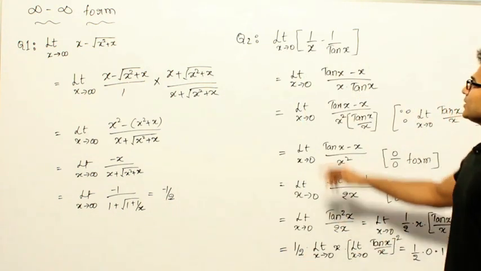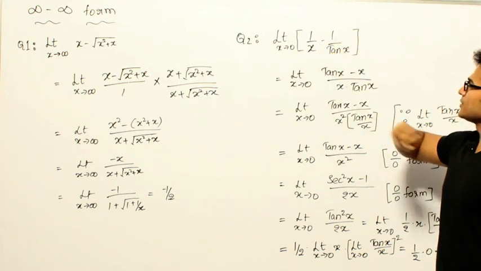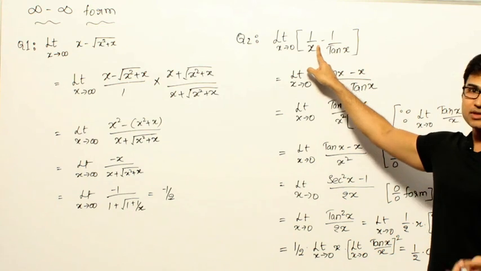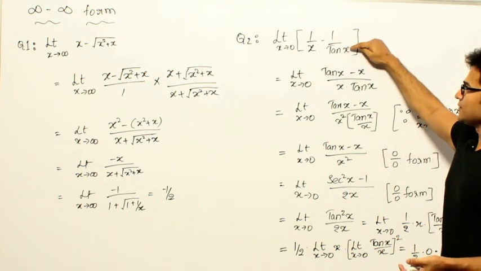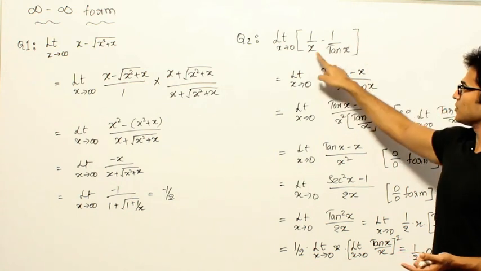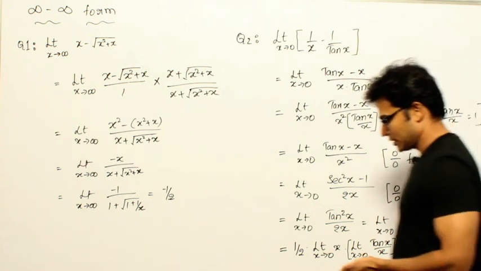Now look at this one. Limit x tends to 0, 1 by x minus 1 by tan x. Now if you substitute 0 here, it is going to be 1 by 0, which means infinity, and 1 by tan 0, and tan 0 is 0, which means 1 by 0 is again infinity. So infinity minus infinity form is there, right? So let's try to change it.